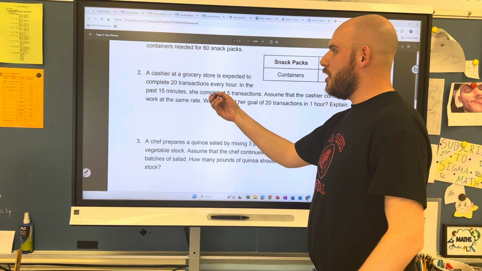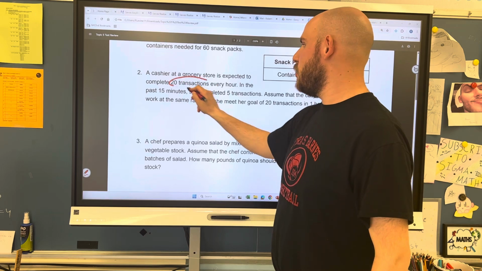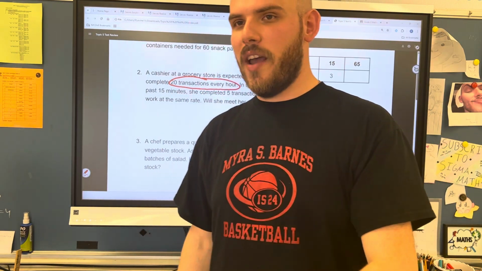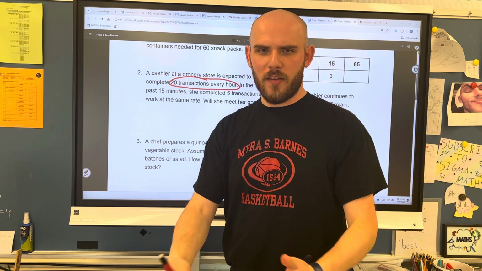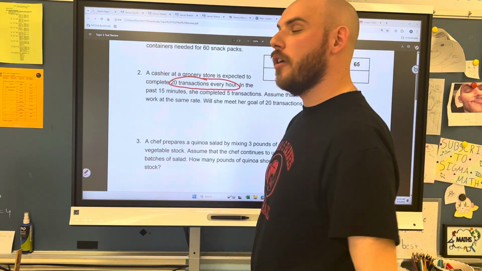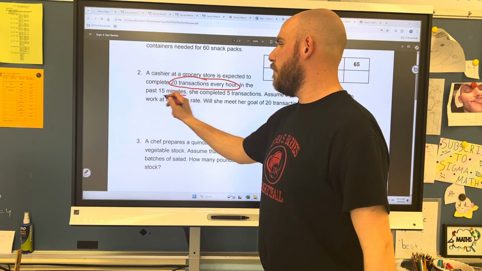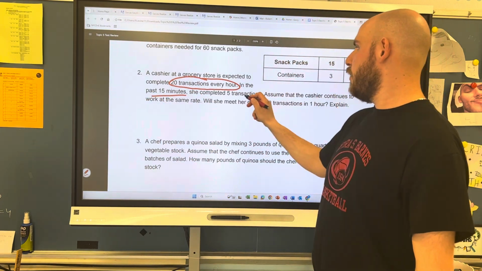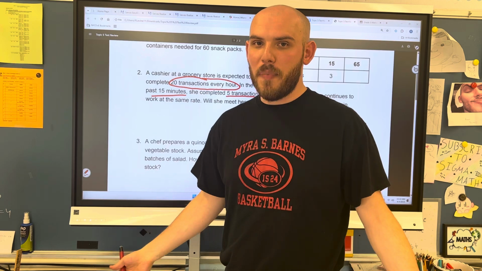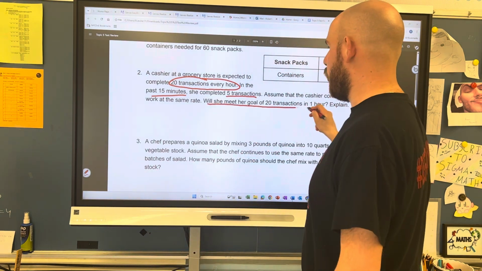So it says a cashier at a grocery store is expected to complete 20 transactions every hour. That means every hour, 20 transactions. A transaction is basically when someone buys something, the cashier has to do 20 of those every hour. You got that? Good. In the past 15 minutes, she's done 5 transactions. So we have to figure out, is she on pace? Is she meeting her goal?